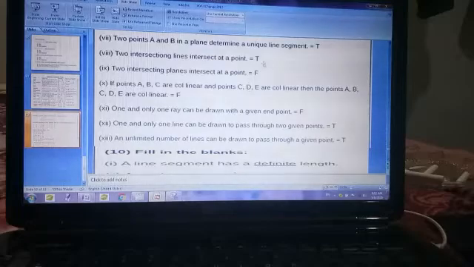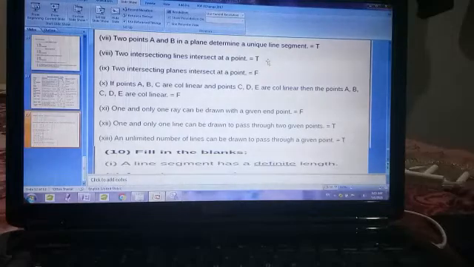In the 10th one, if points A, B, C are collinear points and C, D, E are collinear points, then A, B, C, D, E are collinear. False, because ABC is one line and CDE is another line. It may or may not be straight. One line starts from A, and in the same line there are points B and C. Another starts from C and can go in any direction, and it has the points C, D, E, so they are not all collinear points.